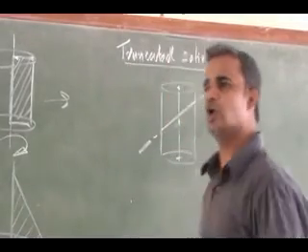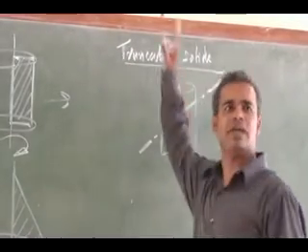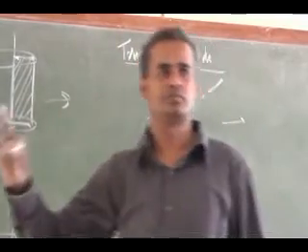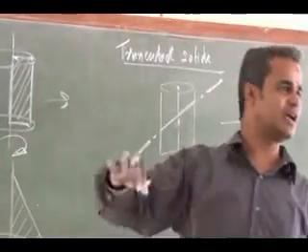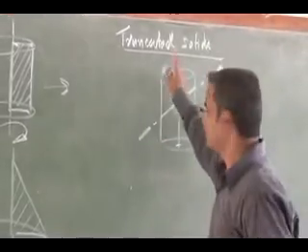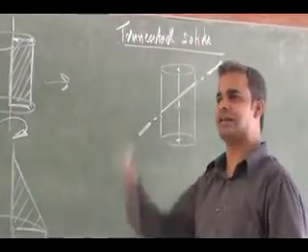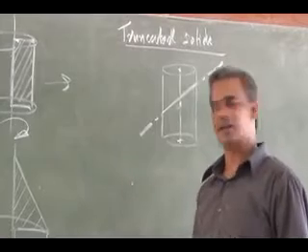If I truncate it, that will be a truncated cone. Any solid in an inclined manner, if I cut it, I will obtain a truncated solid. So inclined to its axis, if I cut it, truncate it, I will obtain a truncated solid. For truncated solid, any solid you can truncate. That is termed as truncated, since the cutting plane is inclined to the axis.